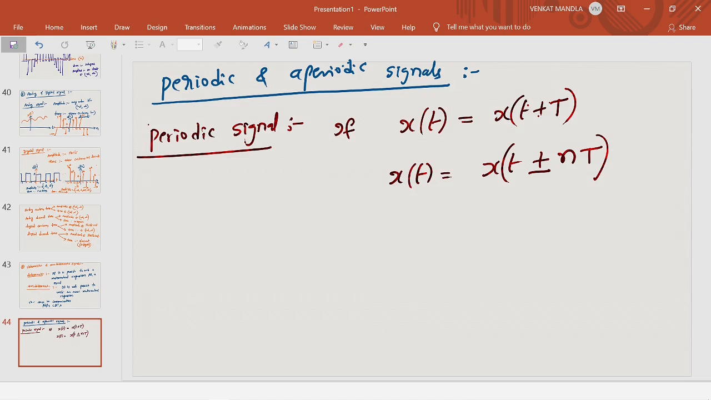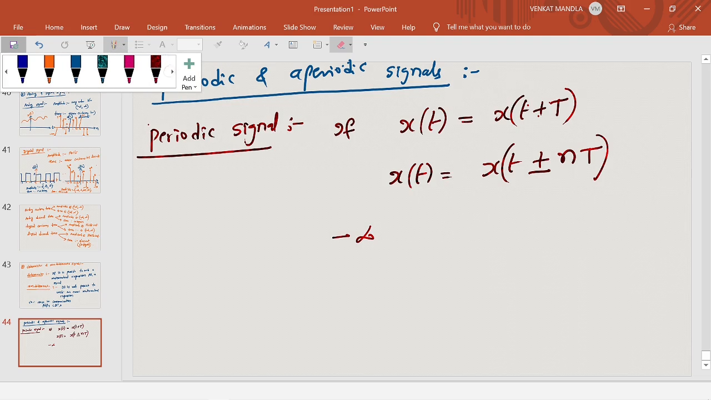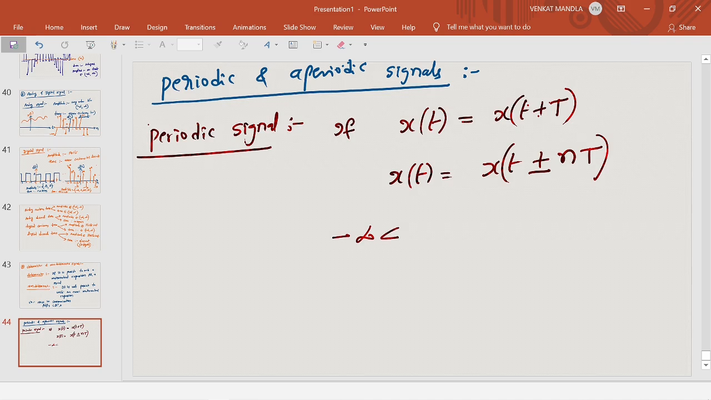And the signal must be from minus infinity to plus infinity, so minus infinity less than t less than infinity. The signal must be repeated with the period T from minus infinity to plus infinity. Okay, this is important. Minus infinity to plus infinity.